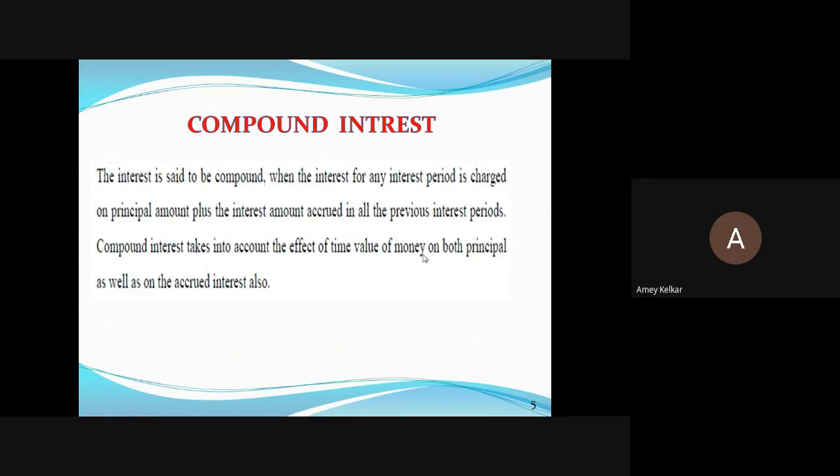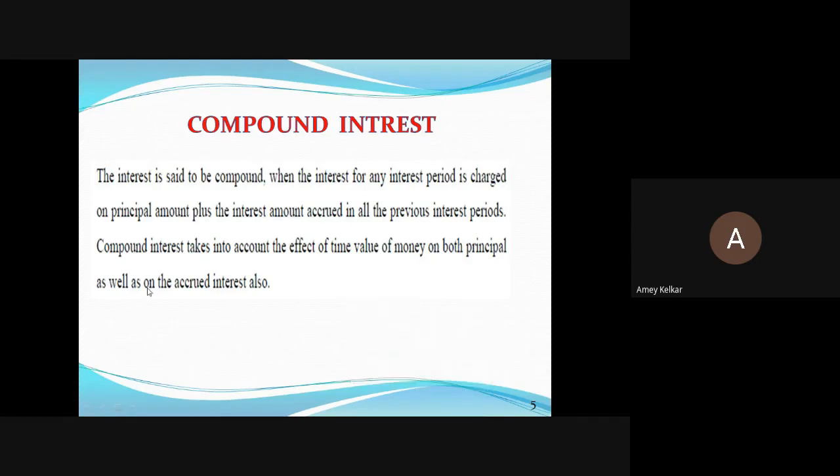So next, compound interest. It is the interest which we put considering your principal as well as the interest which is accumulated from the previous period. So the interest is said to be compound when interest for any interest period is charged on principal amount plus the interest amount accrued in the previous interest period. Compound interest takes into account the effect of time value of money on both principal as well as the accrued interest also. Now this last line here is very important.